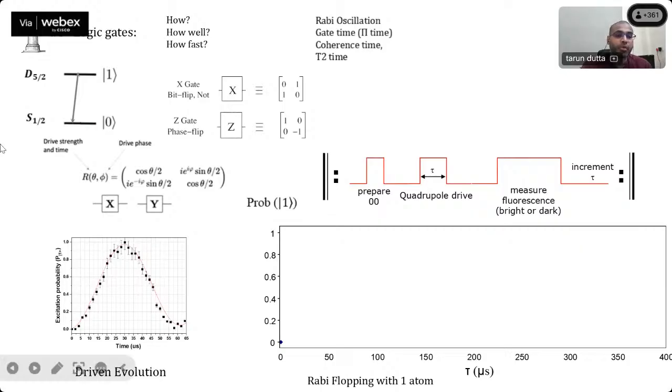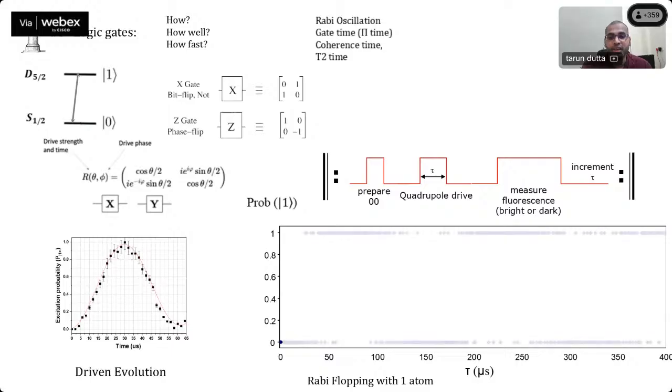Then what we see over here is that we prepare the system. Now we know how to prepare. If you see the pulse sequence over here, now we are playing with the ion. You can think of it like we are playing with a single ion now. We prepare the system in the S half minus half state. Then we apply this 1762 nanometer laser for a certain period of time, tau over here. I've written here that it is a quadrupole drive, meaning this is a quadrupole transition from S to D. So this is on, then I'm counting the photons.